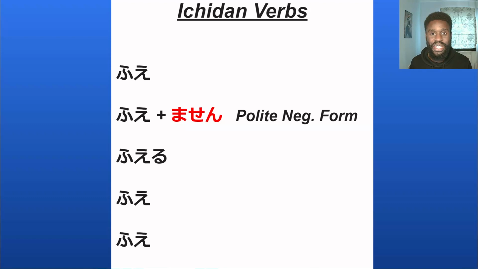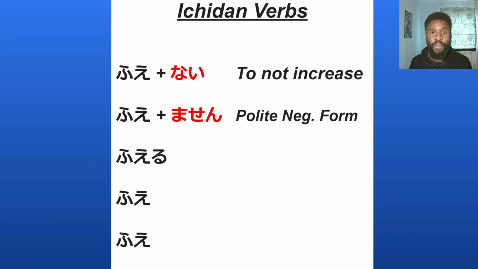Our dictionary negative form comes from the 1st row, for argument's sake, plus nai, which is fuenai. This is to not increase. And this is our dictionary negative form.